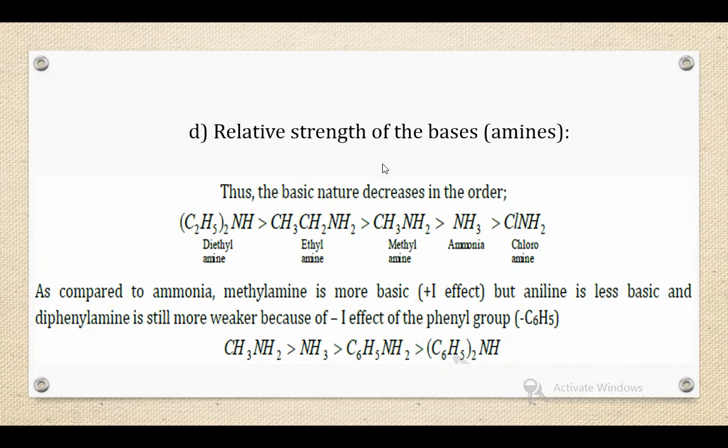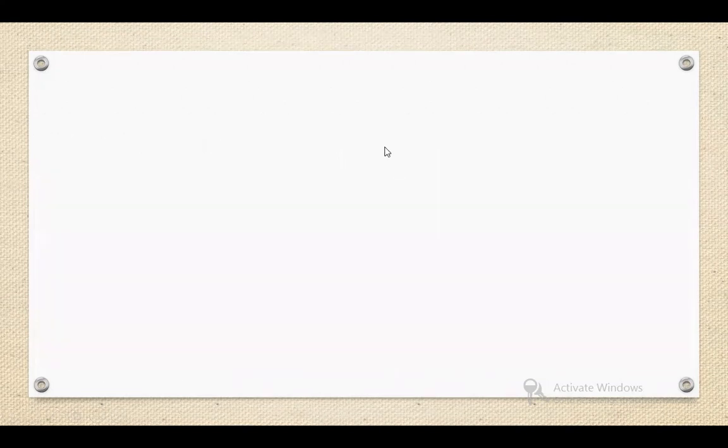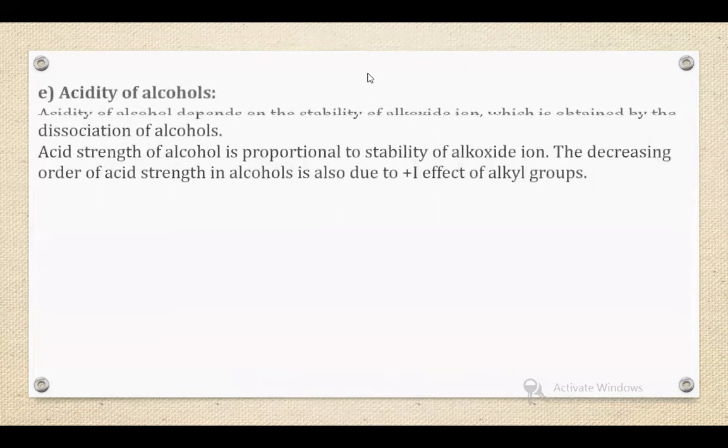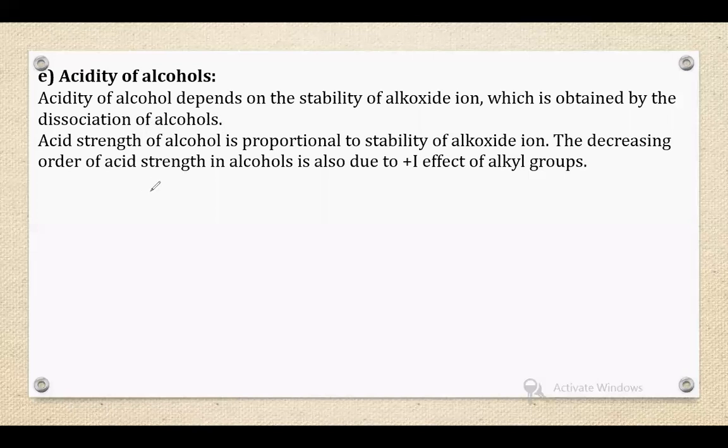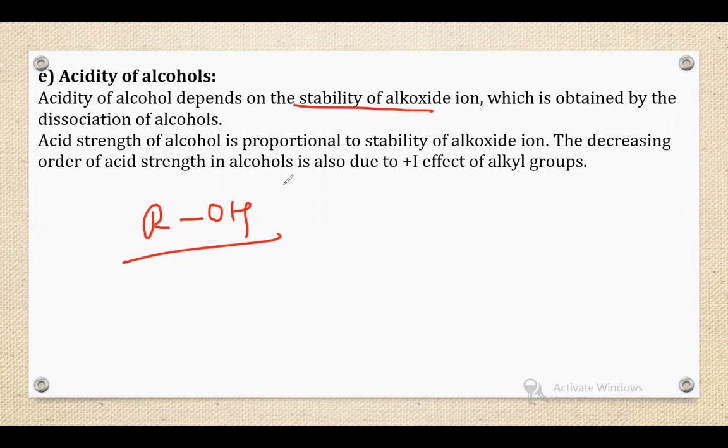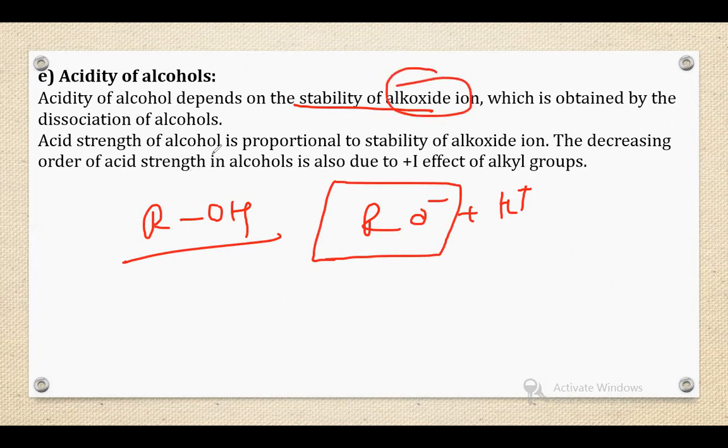After this, we have to know the acidic strength in alcohols. Alcohols have the functional group ROH. The acidity of an alcohol depends on the stability of the alkoxide ion. ROH dissociates to form RO minus and H plus. This RO minus is called the alkoxide ion. The acidity of the alcohol depends on the alkoxide ion.